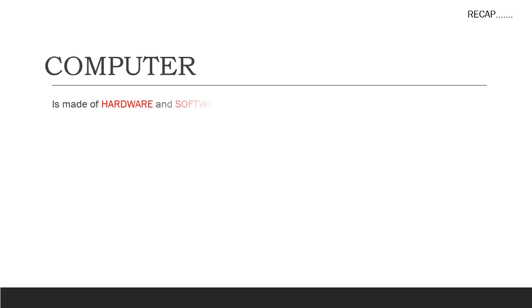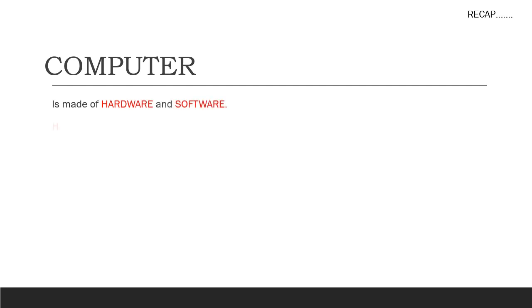What do you mean by a computer? What is a computer actually? A computer is an electronic device which helps us to do many things. But what will make a computer? Actually, a computer is a combination of hardware and software.